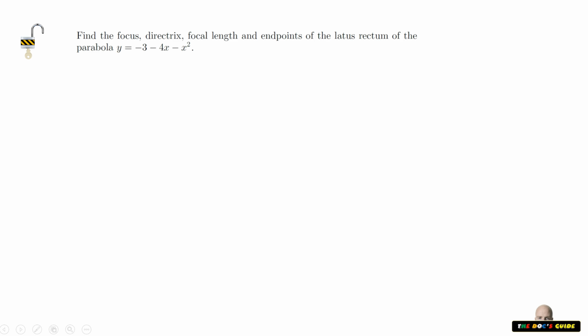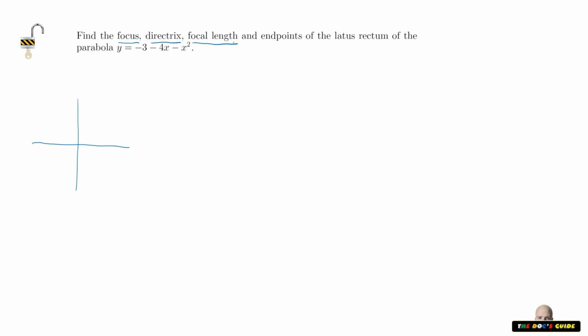Let's look at our next example. We need to find the focus, directrix, focal length, and endpoints of the latus rectum of this parabola. Now what we know is that this parabola is concave down because of the minus x squared. We also know that we could sketch this at the moment. We could possibly find the roots of this equation. We could find the coordinates of the vertex by finding the axis of symmetry and the y value, but for us to be able to find the focus and directrix, we need this.